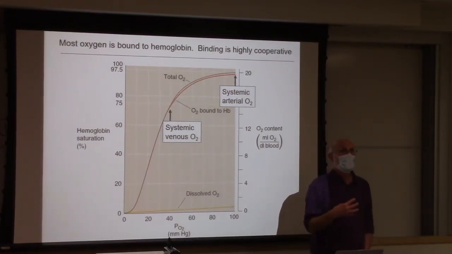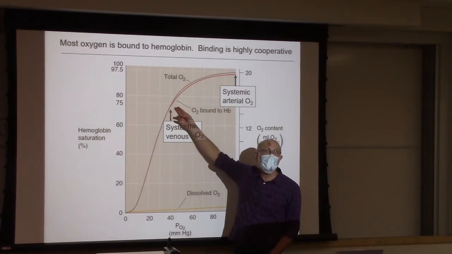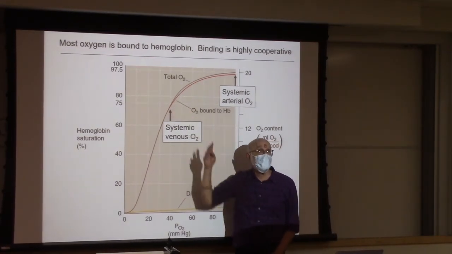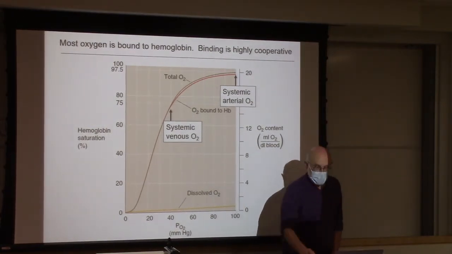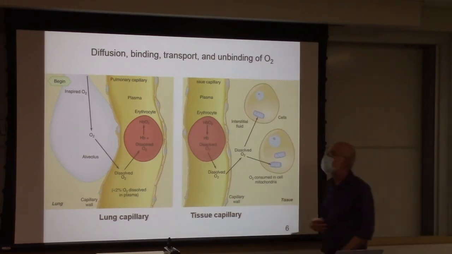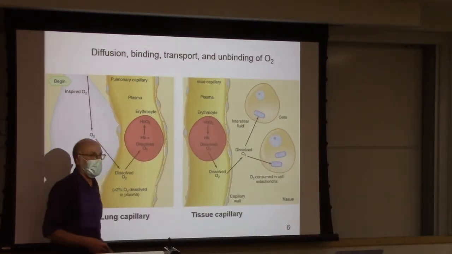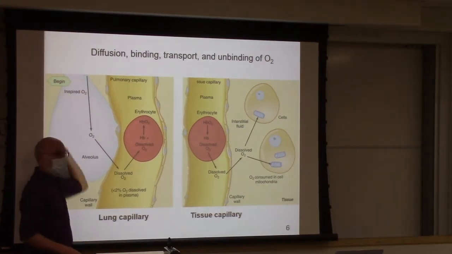That's how we carry oxygen. Our blood carries oxygen bound to hemoglobin, and then the hemoglobin is unbound in the tissues that are demanding oxygen. So let's talk about the oxygen story. Let's walk through the oxygen transport story. Let's do this together.